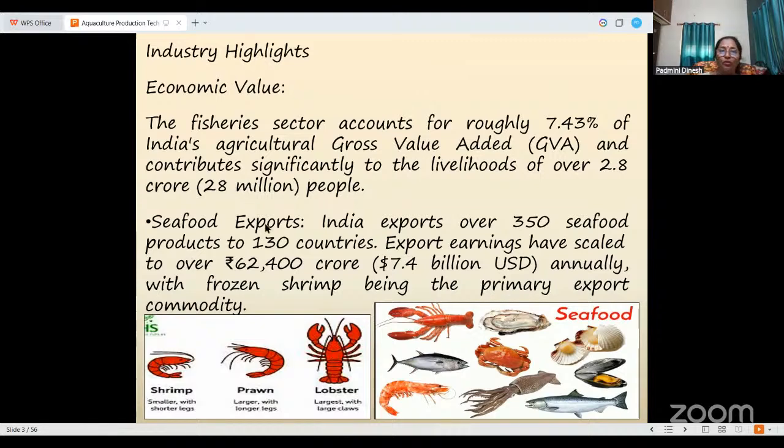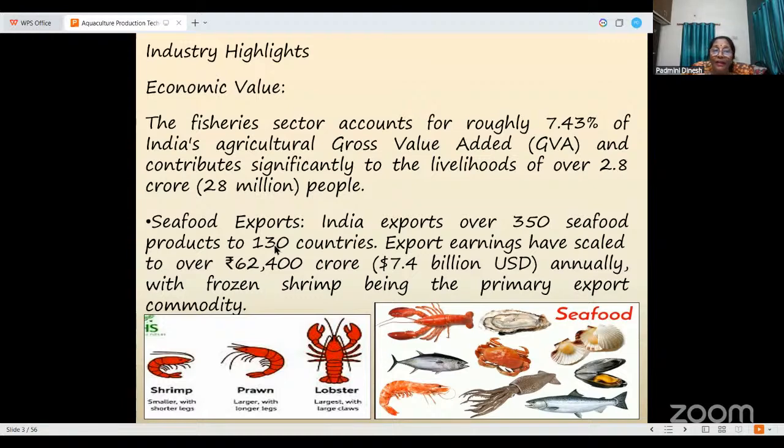And export. So when you're growing so much fish, what are we doing with so much fish? It has to be exported, definitely, right? Because India is not going to eat the whole thing. So what is the amount of export that you're going to do? 350 seafood products are being exported to how many countries? 130 countries. So India is exporting its seafood to 130 countries. So imagine the type of business India is doing right now.